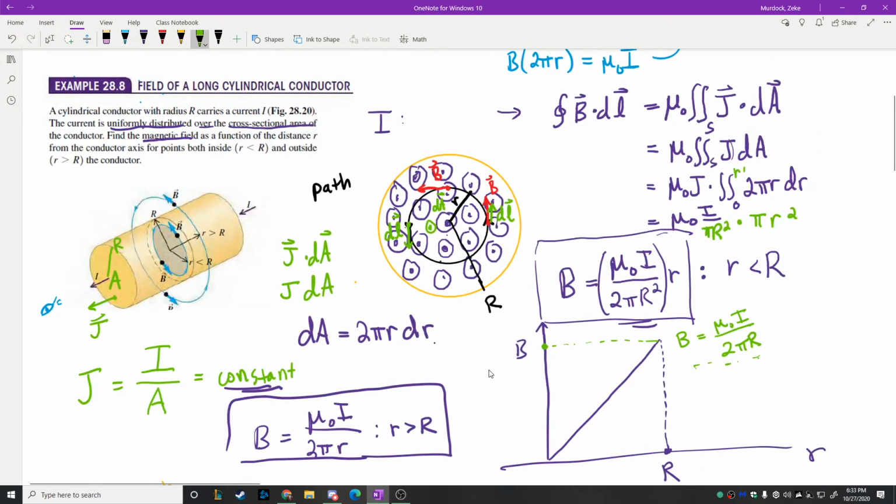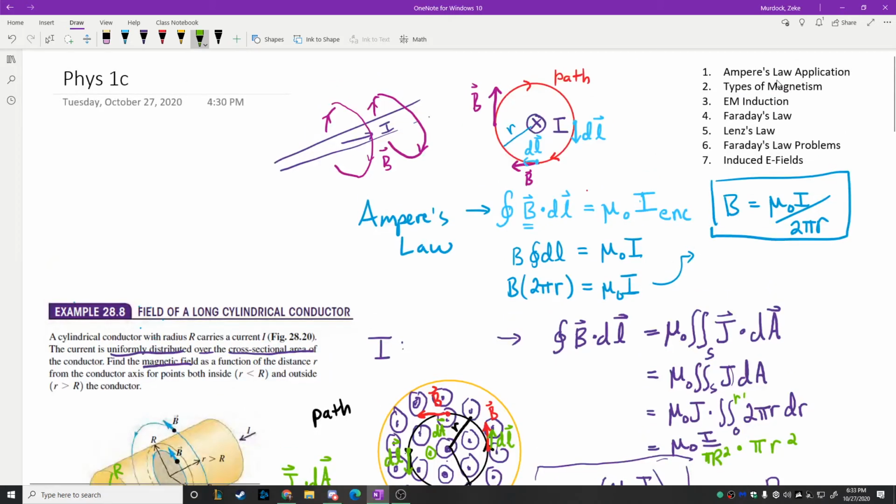All right, so what I'd like to move on to now, and I think we can finish this in the next 30 minutes or so, I'd like to talk about types of magnetism, and really I'd like to talk about where magnetism comes from, okay?